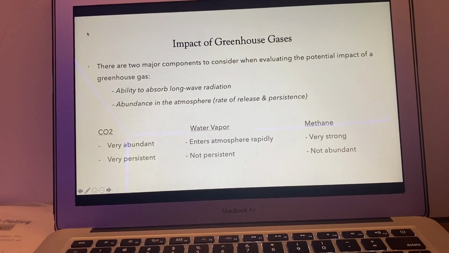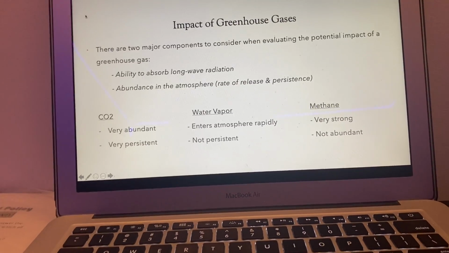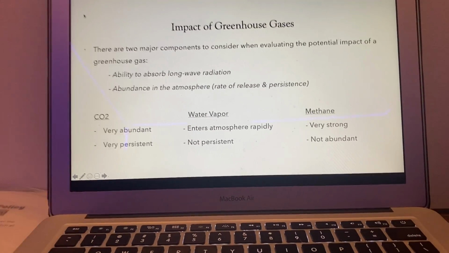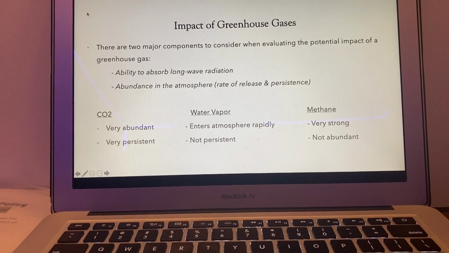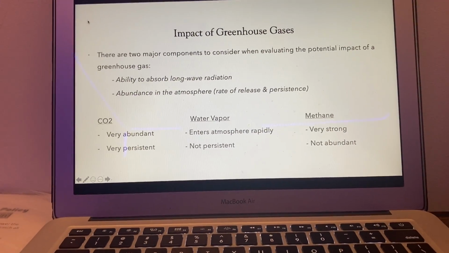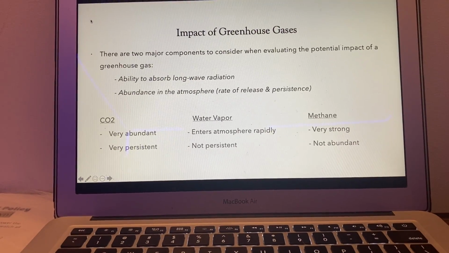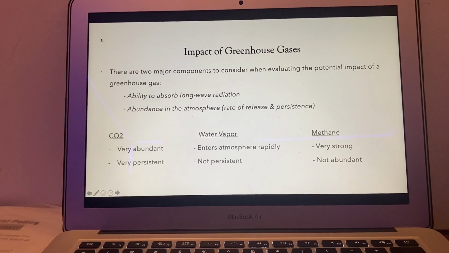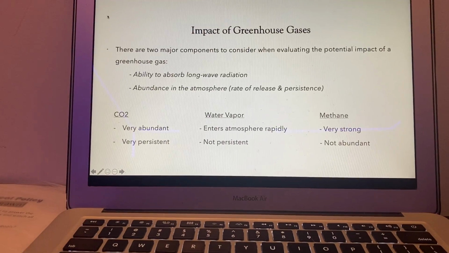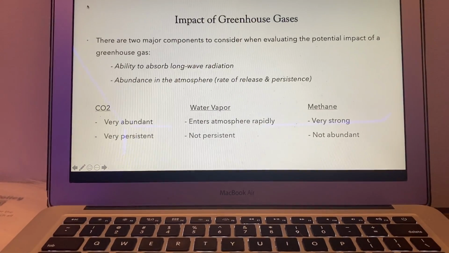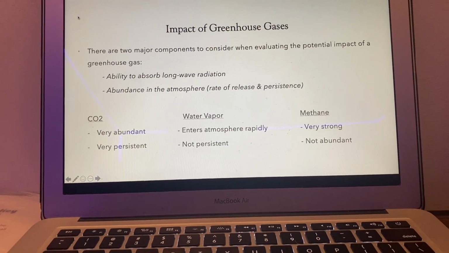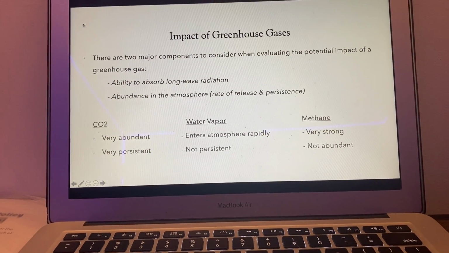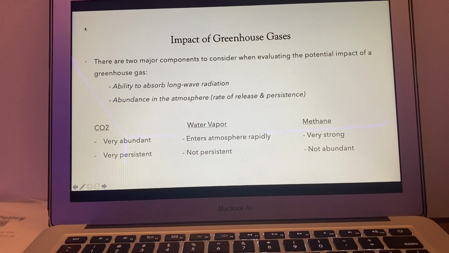go into right now. So the impact of greenhouse gases, there are two things that you need to consider. One is the ability to absorb long-wave radiation, and then the abundance in the atmosphere. And the abundance can be evaluated by either the rate of release or persistence in the atmosphere. So if we look at CO2, it's extremely abundant and extremely persistent, but not necessarily as strong, or doesn't necessarily have the best ability to absorb long-wave radiation.